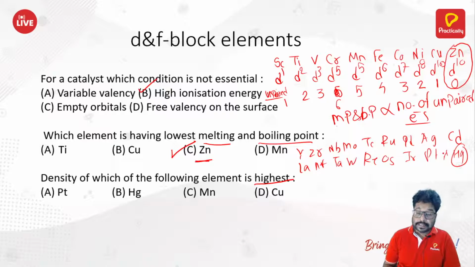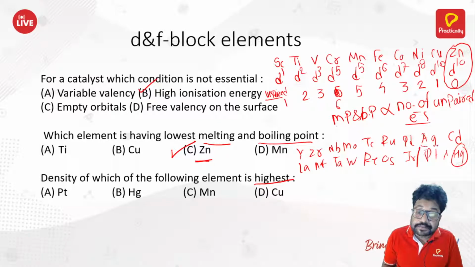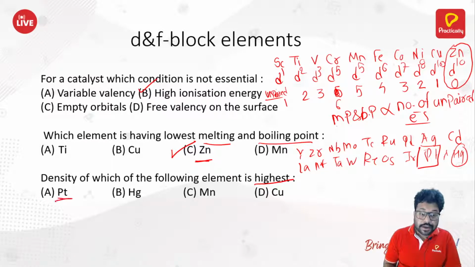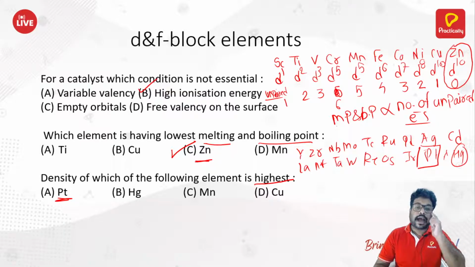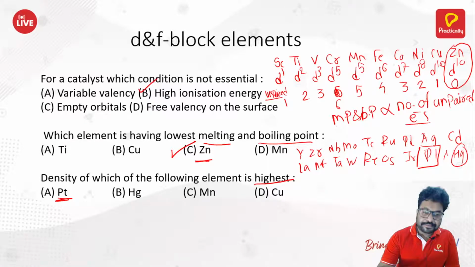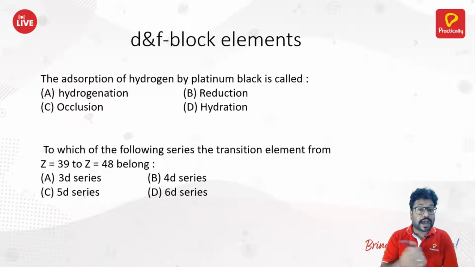Now, as far as density is concerned, mercury has a very high density. But there is one metal which has a higher density than mercury, and that metal is platinum. Now, this is a memory based question. You need to remember there are some questions which will come in this section which are memory based, and this is one of those. Platinum has a higher density than mercury. If you have any doubt with this, you can ask me in the comment section. There will be many questions which will come from the memory section. Next question.